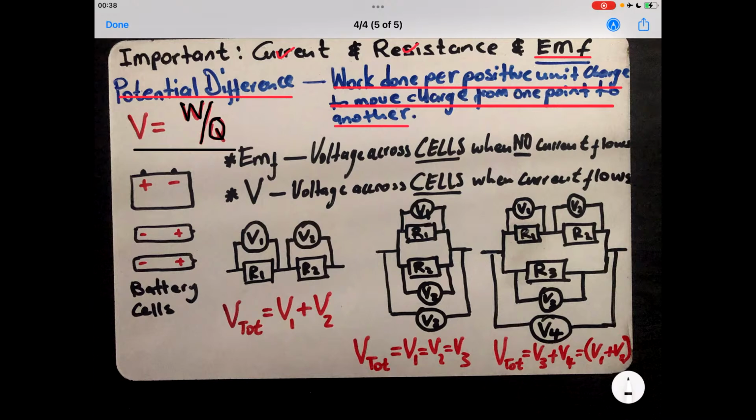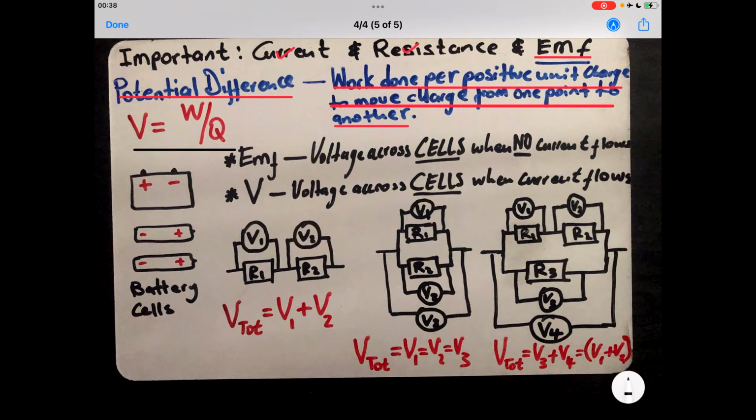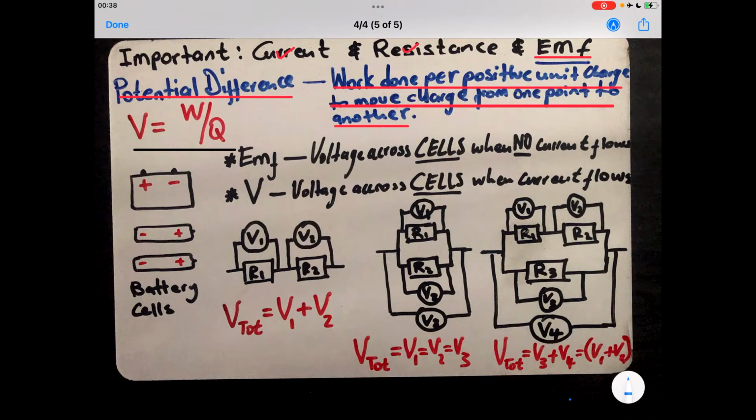So very quickly, honorable members, I think it's worth it for me to explain the EMF and again the V, the potential difference, because I used to get confused about what exactly the EMF is. Here's the difference. The EMF refers to the voltage across cells, good people, when no current is flowing. Then let's compare it with the V. The V refers to the voltage across cells when current is flowing. Can you see? In this case, that's when the current is flowing.